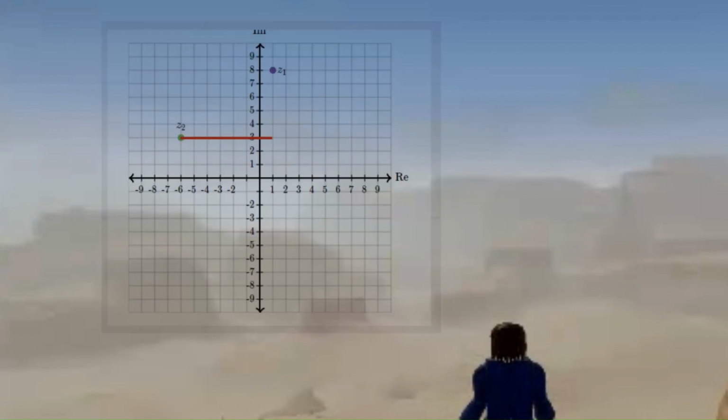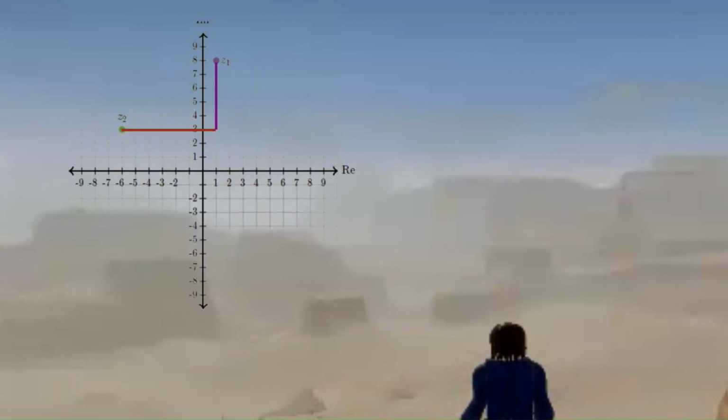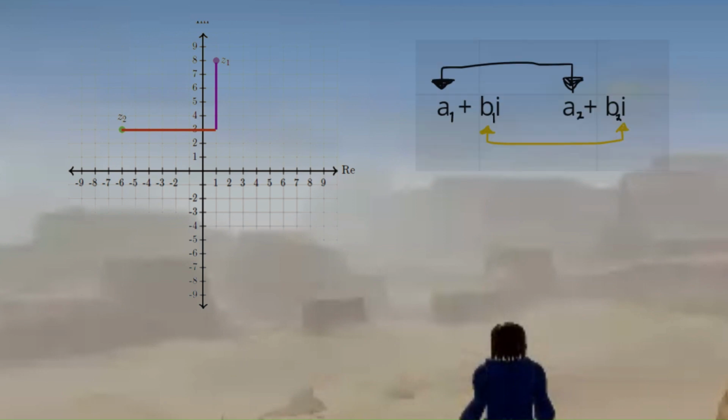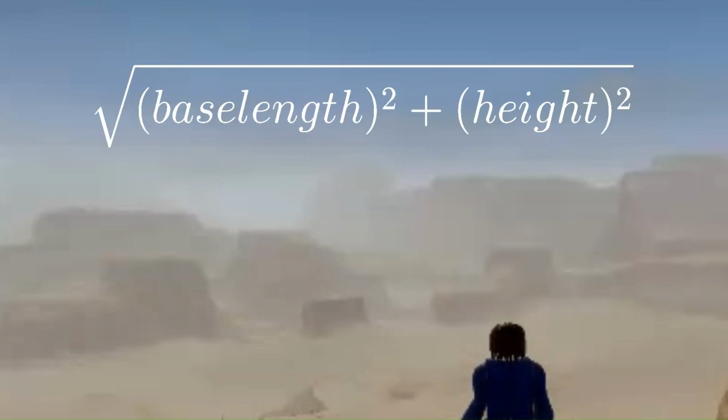The base length is the length from the first point to the second point. This can be found through the difference between their real parts. And the height is the length from the first point to the second point. And this can be found through the difference between the imaginary parts. After we find the base and the height, we can apply the Pythagoras theorem and find the distance, which is the square root of base length squared plus height squared.